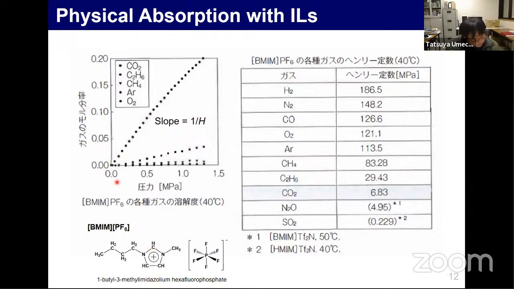The slope in this plot of partial pressure against the concentration of gas is expressed by the reciprocal of Henry's constant. So, this table summarizes the Henry's constant for physical absorption of 10 different gases in the ionic liquid. Henry's constant for carbon dioxide in 1-butyl-3-methylimidazolium hexafluorophosphate is 6.83. This Henry's constant of carbon dioxide is lower than those of other gases. Carbon dioxide is found to be one of the gases which can be dissolved at low pressure.